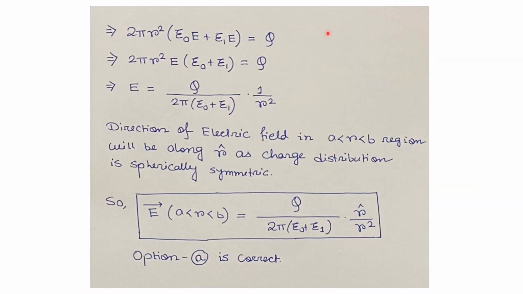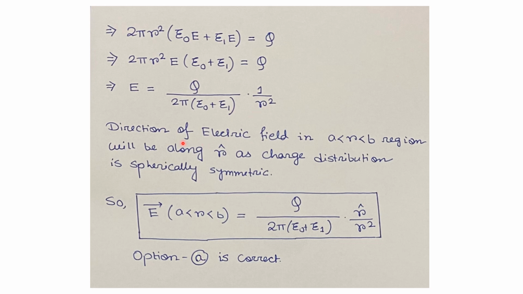We can write it as 2 pi r square times epsilon naught E plus epsilon 1 E, which is basically our displacement vectors D naught and D1, equals the free charge enclosed by the closed surface, that is plus q. So we'll take E, the electric field, as common. So we'll get 2 pi r square E times epsilon naught plus epsilon 1 equals q. So our electric field is q by 2 pi epsilon naught plus epsilon 1 times 1 by r square.